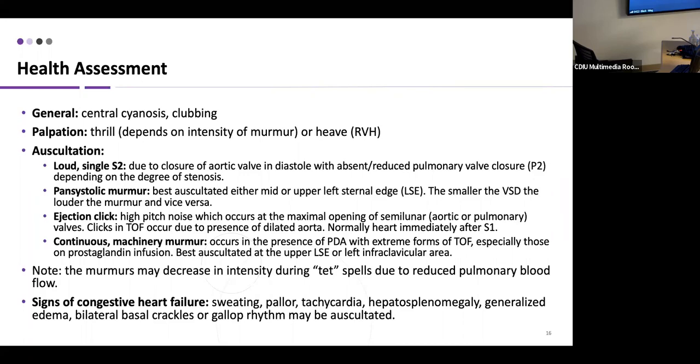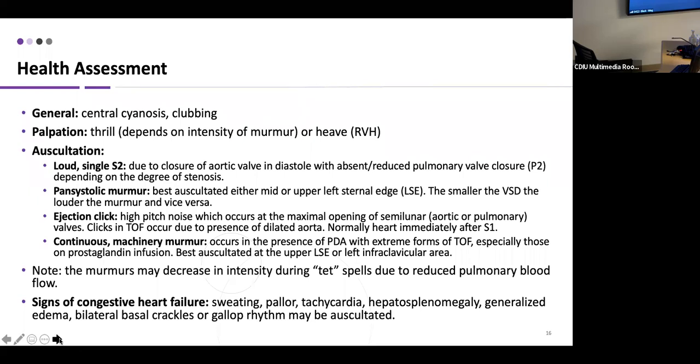And in general, in the health assessment, we would see signs of congestive heart failure, which would include sweating, pallor, tachycardia, generalized edema, bilateral basal crackles, and a gallop rhythm on auscultation.